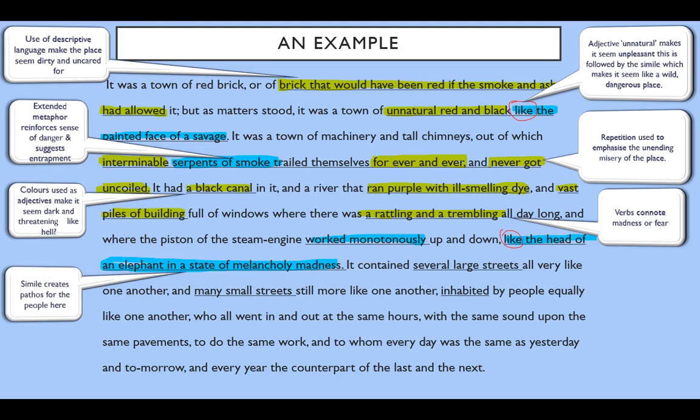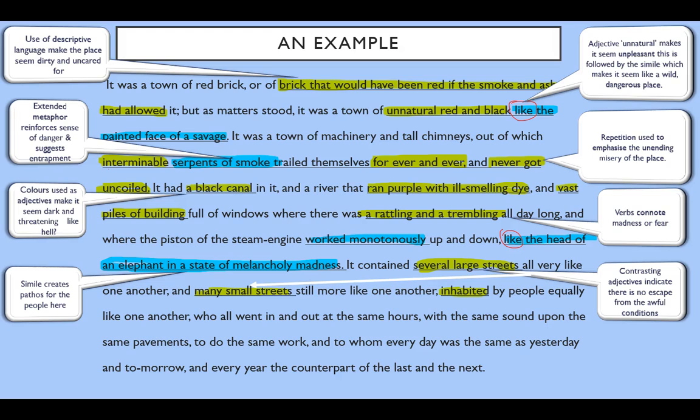He then develops that idea a bit further through the personification of the steam engine as an elephant, a melancholy elephant. And again, he uses a simile. It's like the head of an elephant in a state of melancholy madness. So that brings to mind an elephant in a small enclosed space, moving backwards and forwards, swinging its head backwards and forwards, suggesting its very restricted lifestyle. This industrialised town, this industrialised living is not good for people. So it's suggesting that people suffer when they have to live and work in these kinds of conditions.